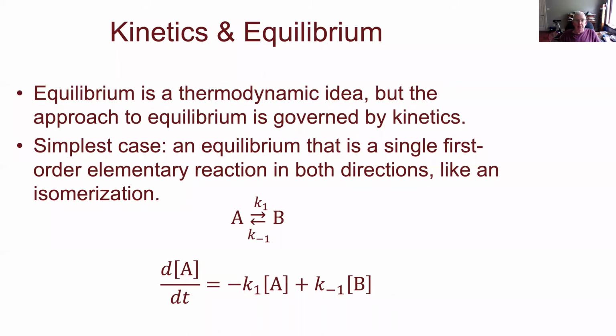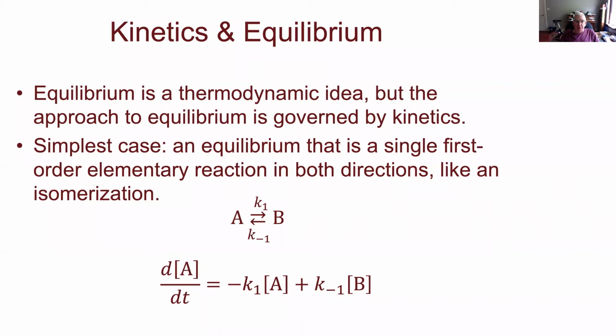A simple case, the simplest possible case, would be an equilibrium that's a single first-order elementary reaction in both directions. An example of that might just be an isomerization, something like converting cis and trans isomers of something where you have to break the double bond and rotate it. That should be a one-molecule process in either direction, and we should get, depending on the temperature, some split between the two things being at least the equilibrium mixture.